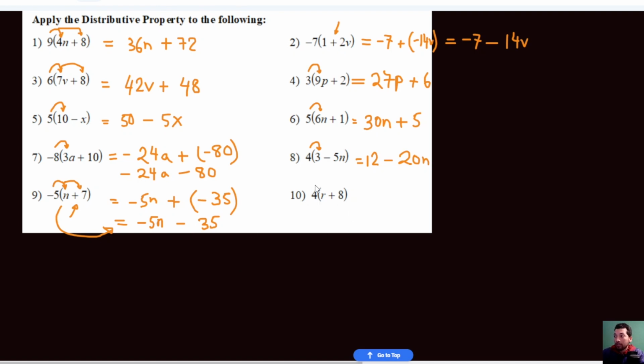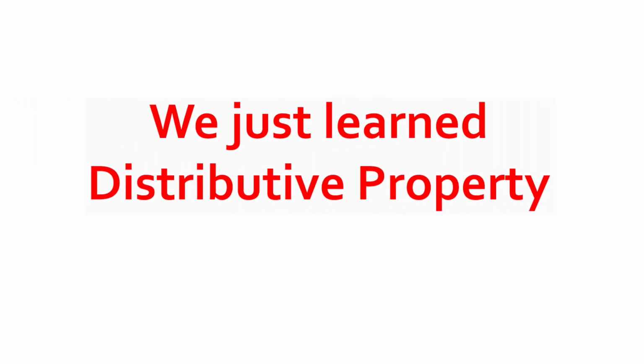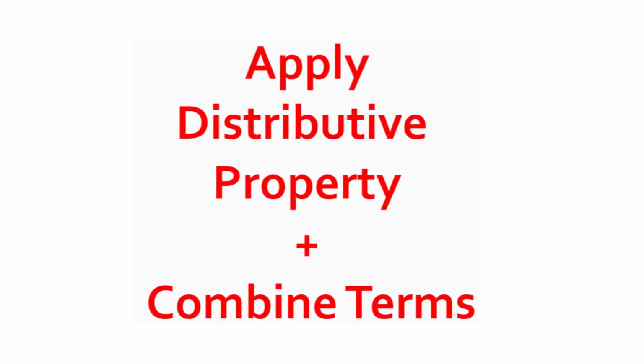Number 10, we have 4 open parentheses, r plus 8 close parentheses. So 4 would be distributed to r and 8. So 4 times r is 4r plus 4 times 8 is 32. So this is how we actually apply the distributive property. And now we'll see how to actually apply the distributive property and combine the like terms together.